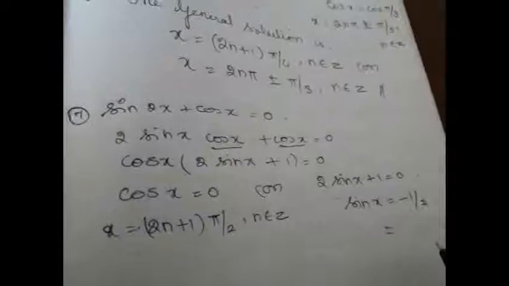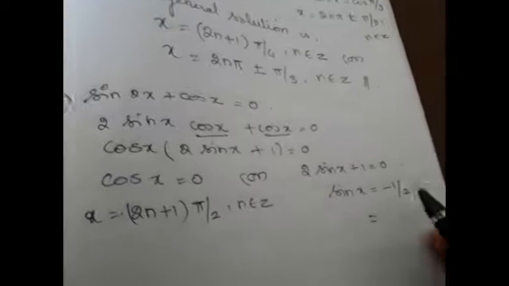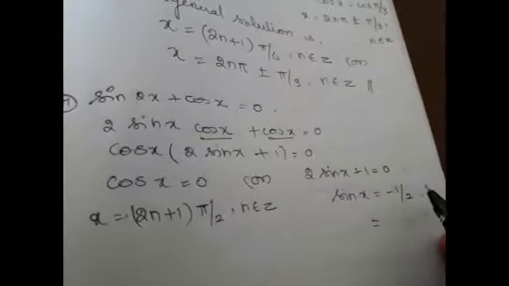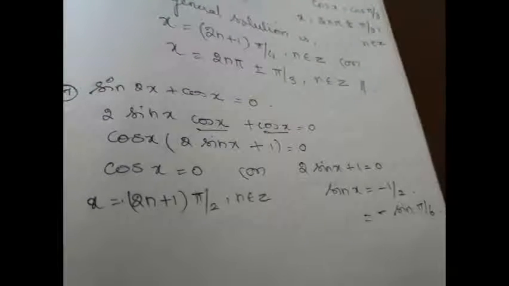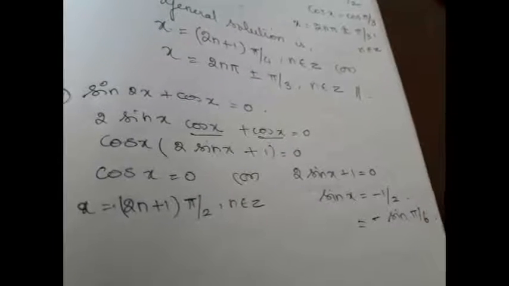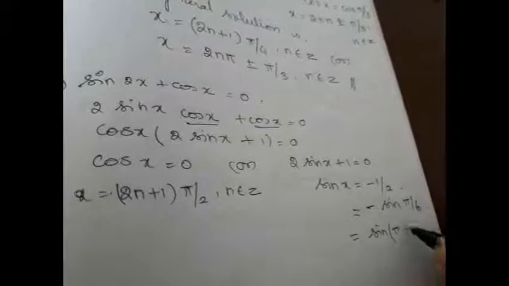Now you have to be careful. When sin value will become minus 1 by 2? First of all, when sin value will be 1 by 2, 1 by 2 is pi by 6. Sin 30 is 1 by 2, right? So this is sin pi by 6. But we need negative. So this is nothing but minus sin pi by 6. Now minus sin pi by 6 can be written as sin of pi plus pi by 6, right? Sin of pi plus pi by 6.